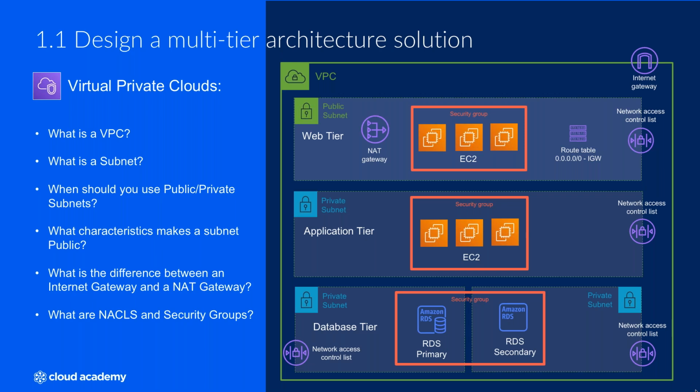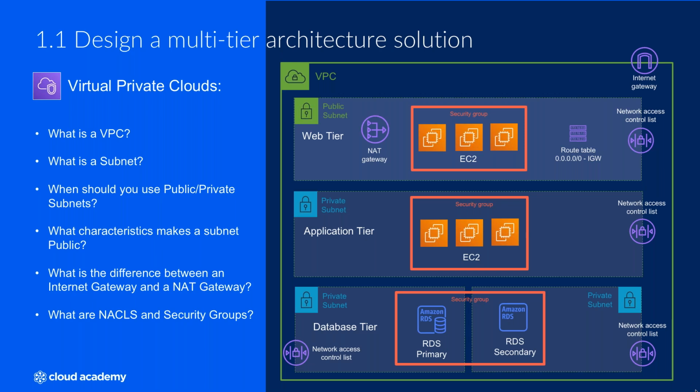One point to remember is that you can only have one NACL associated with each subnet, and the default NACL that is associated allows all traffic in and out, so it's not very secure at all. So it's always good to have your own custom created NACLs. Also, they are stateless as well.